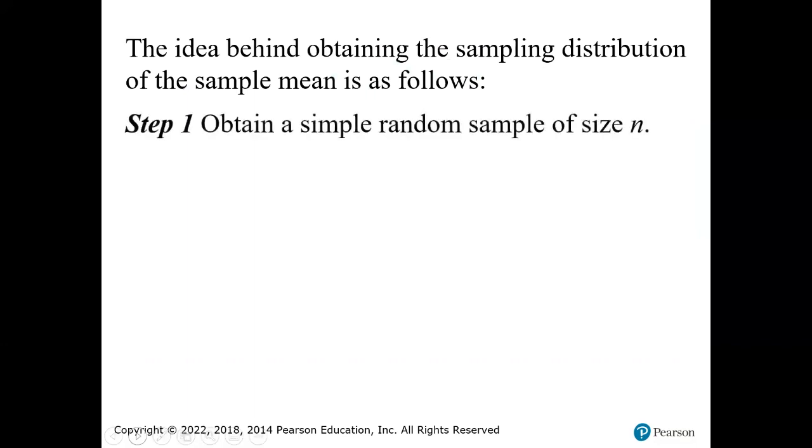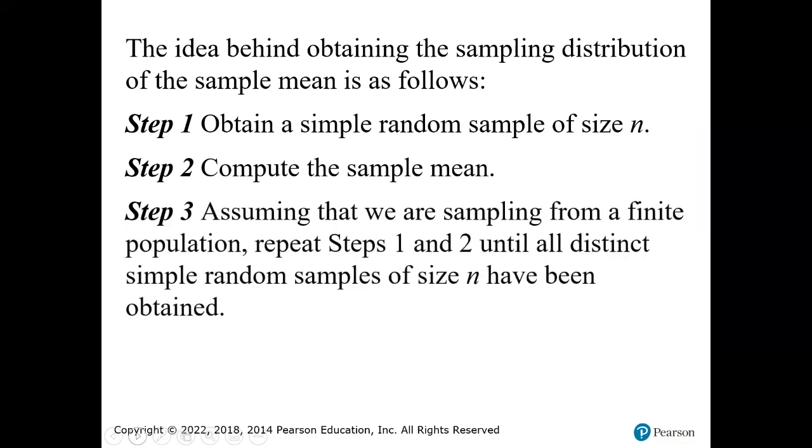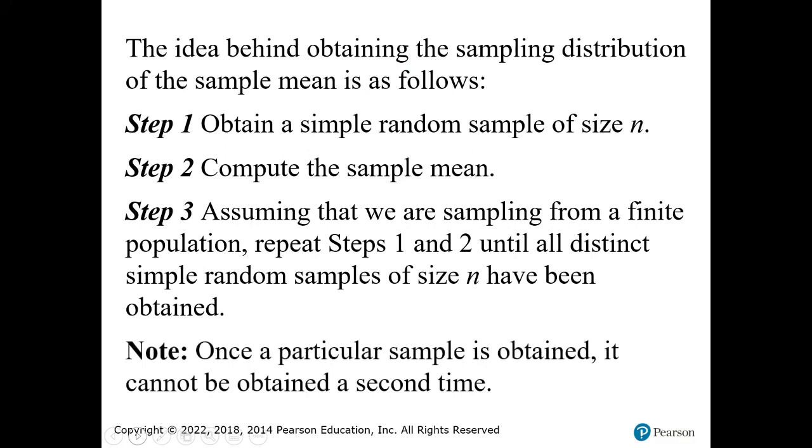So here's the idea behind it. We're going to obtain simple random samples of size n. We're going to work through the process here to show you what happens. We'll calculate the sample mean. And then, assuming that this is finite, we can repeat this so many times until we've gotten our random samples. Just to note, if we take a certain random sample, we cannot ever use that same exact group of random sample again.